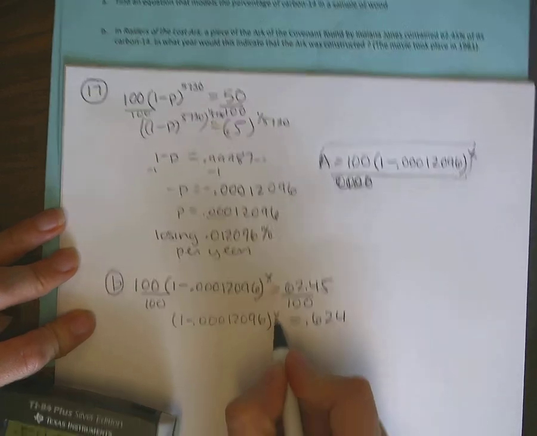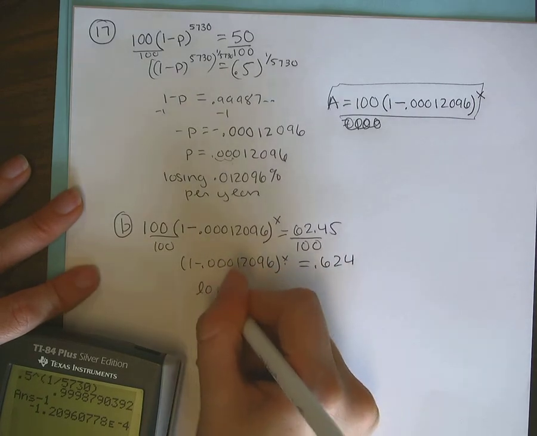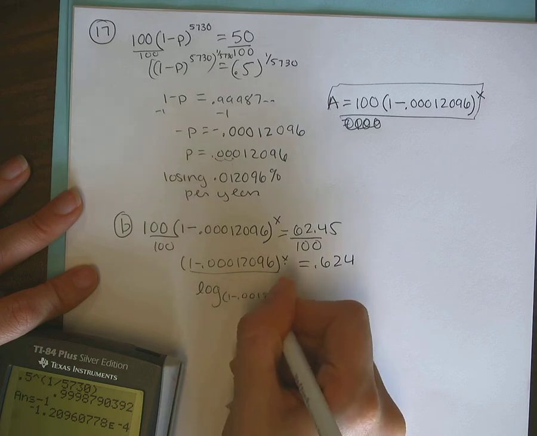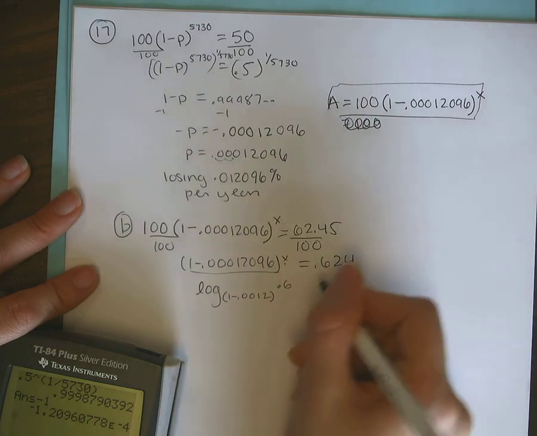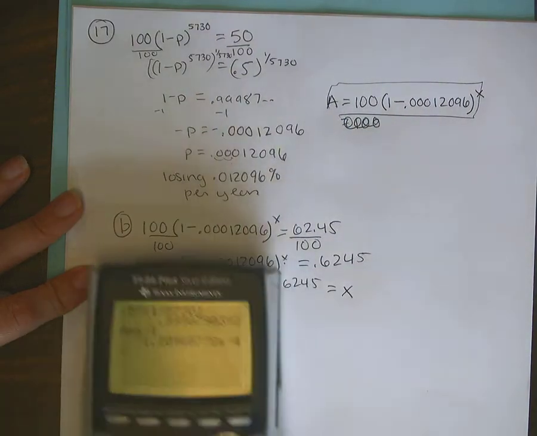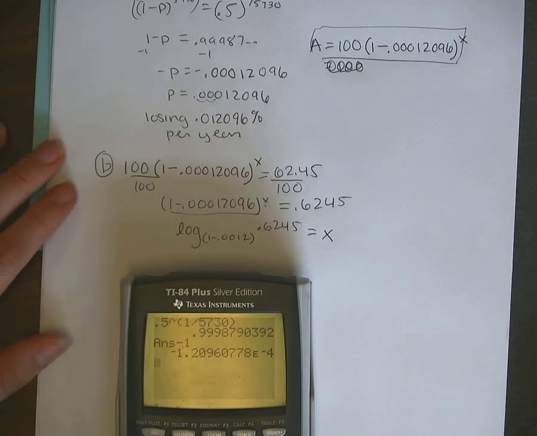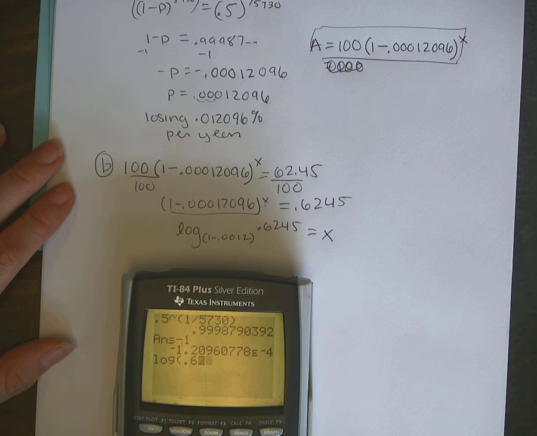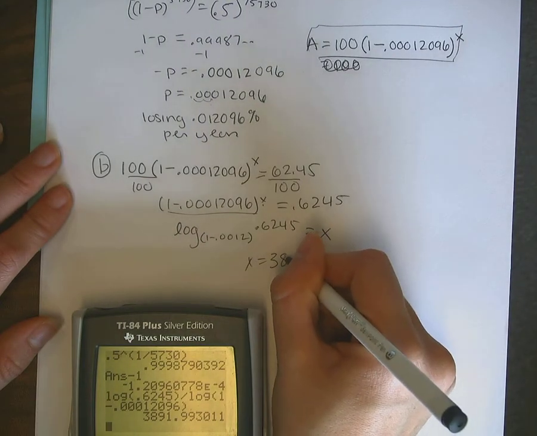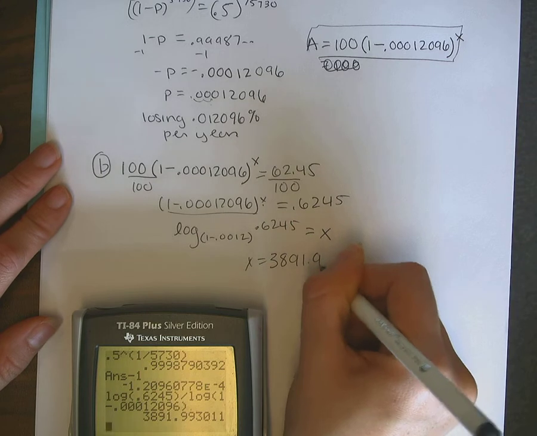And remember, when we have an unknown exponent, we want to use a logarithm, so I'm going to do log base 1 minus 0.0001296 of 0.6245 equals x. And so in my calculator, I'm going to do log of 0.6245 divided by log of 1 minus 0.0001296, and I get x equals 3,891.99 years.